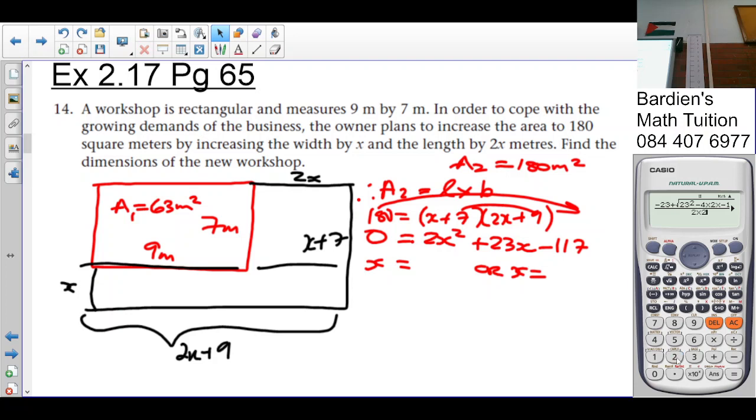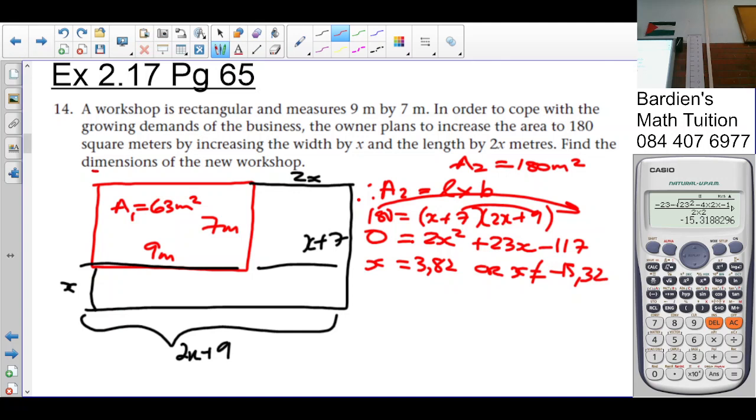Two times 2. That gives you 3.81. Is that correct? Sorry? 3.82. For the other one, we replace the plus with a minus. Negative 15.32. But your length can't be negative, not so?